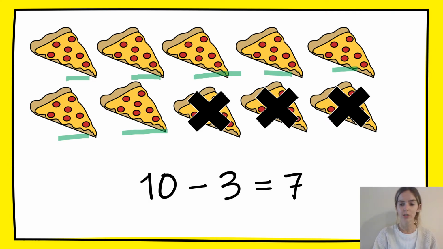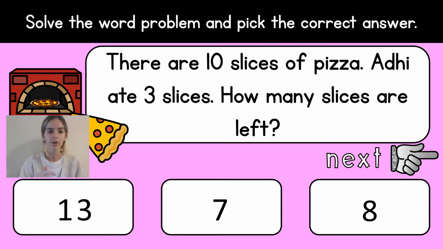And we can also do that on our fingers. I've got 10. We know we have 10 fingers. And let's take 3 away. 1, 2, 3. And here you can see that I have 7 fingers left. So our problem was there are 10 slices of pizza. Artie ate 3 slices. How many slices are left? And our answer is 7. Okay, well done everyone. Let's take a look at another one.